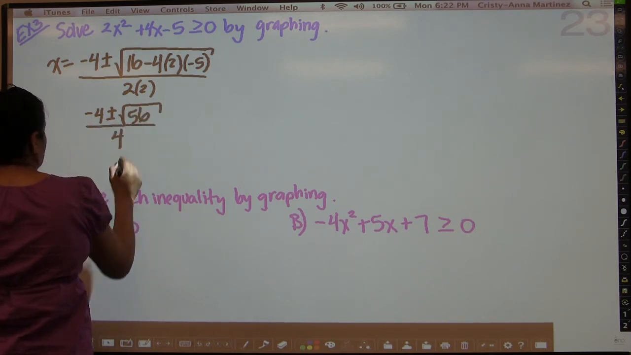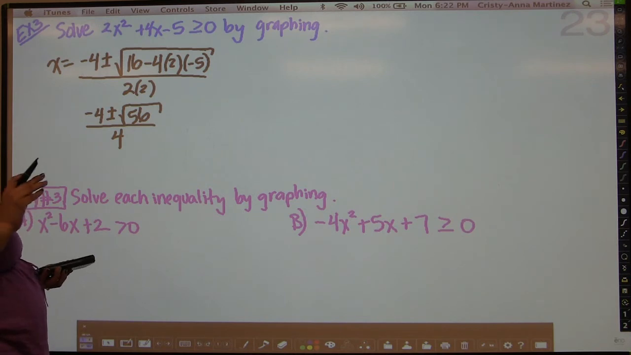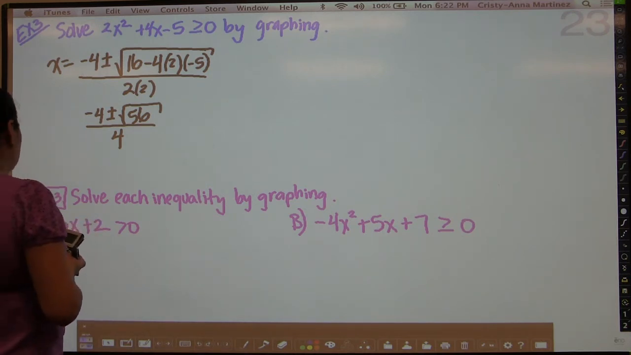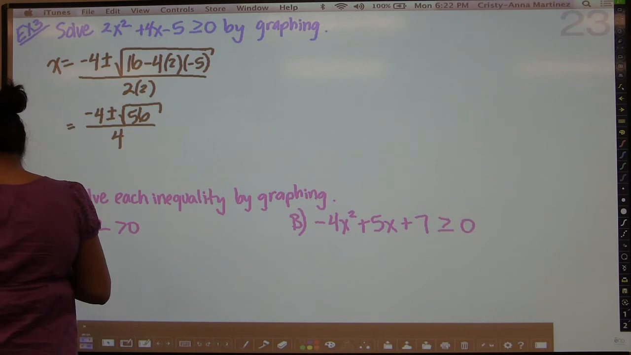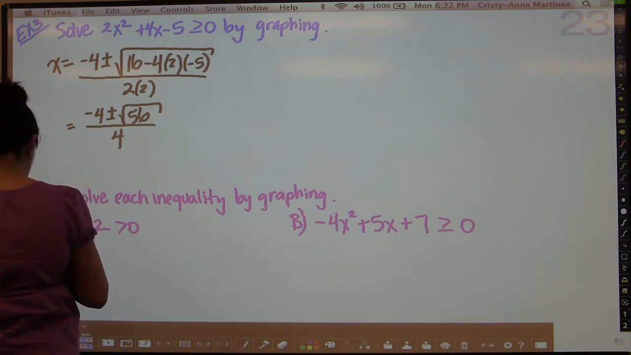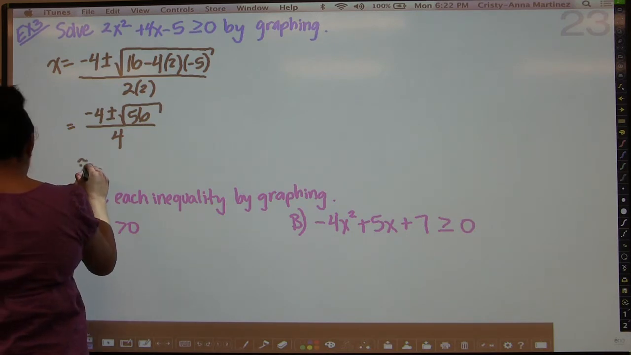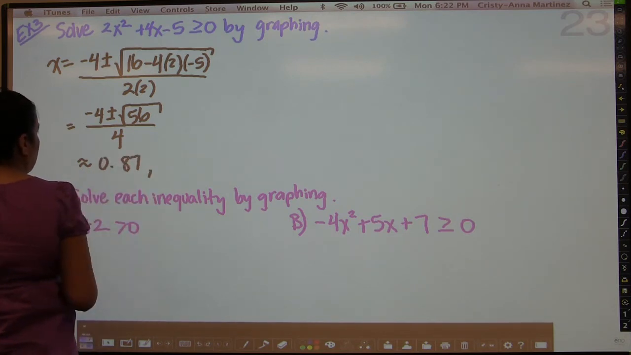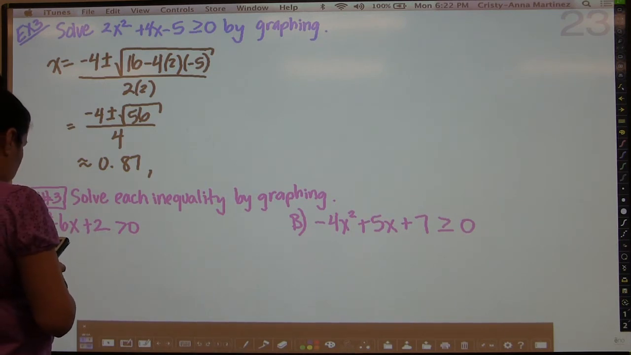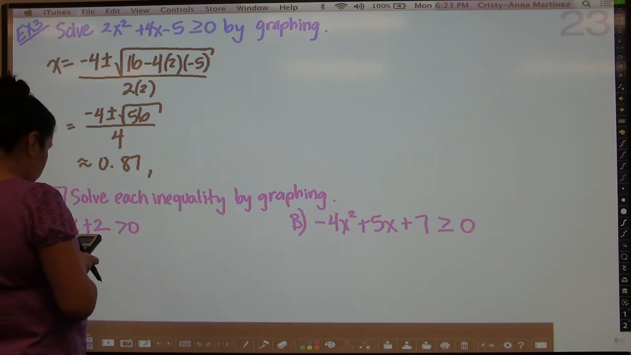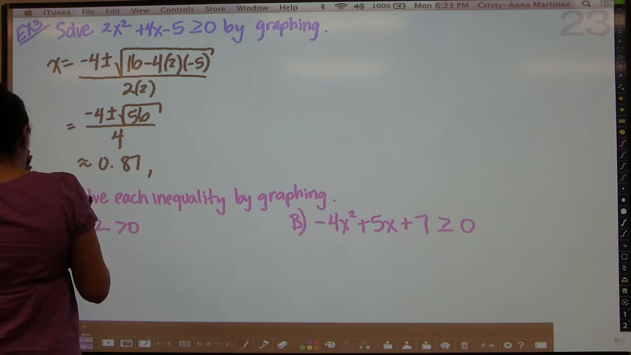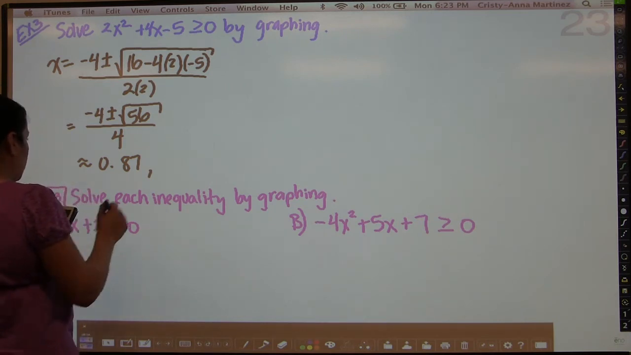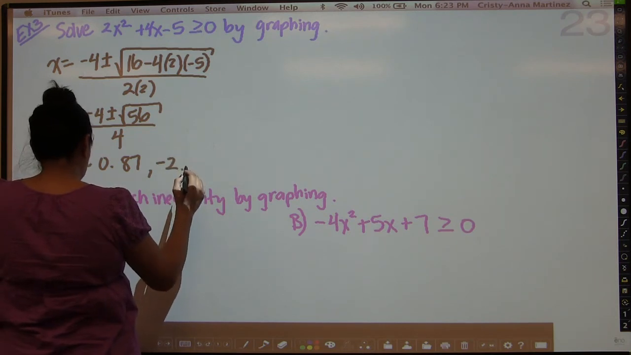So what this tells us is that the square root of 56 is not an actual perfect square. So we're going to get some crazy decimals here. So let's figure out what they're going to be. You're going to get -4 plus the square root of 56, and then divided by 4, and you're going to get approximately 0.87. Then you're going to get -4 minus the square root of 56, divided by 4, and you're going to get approximately -2.87.